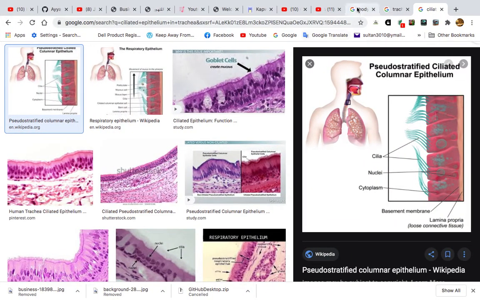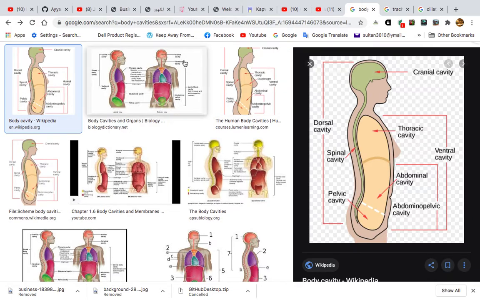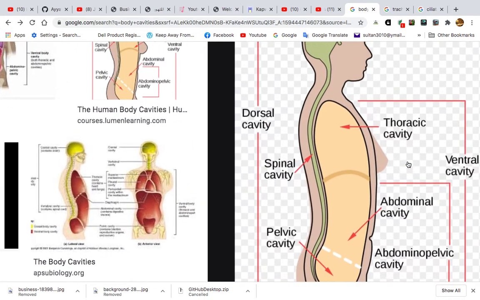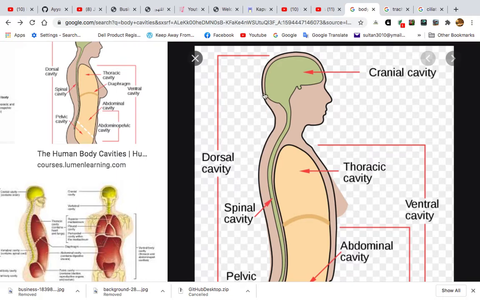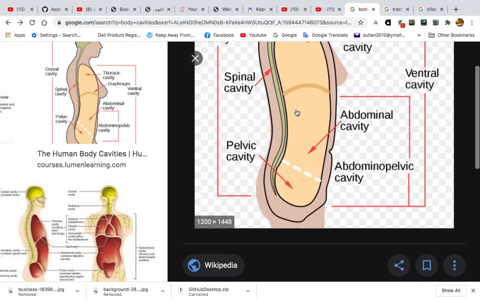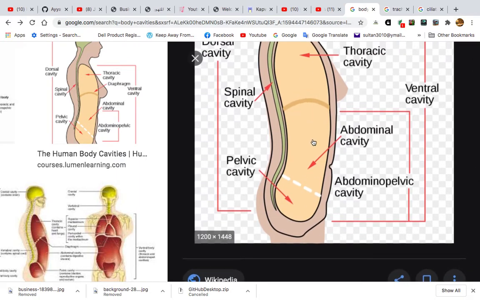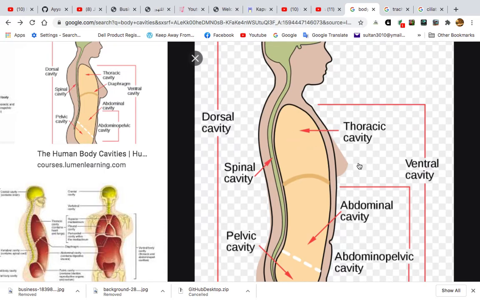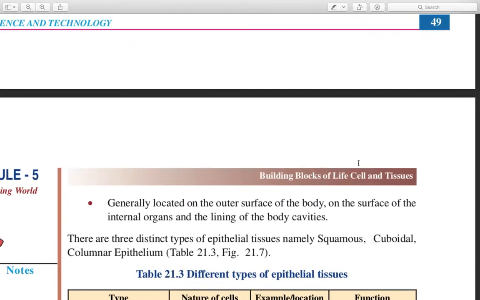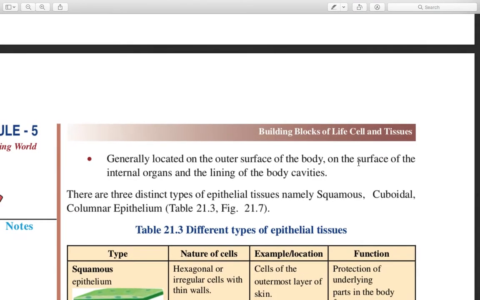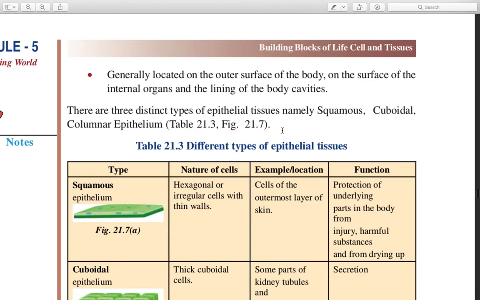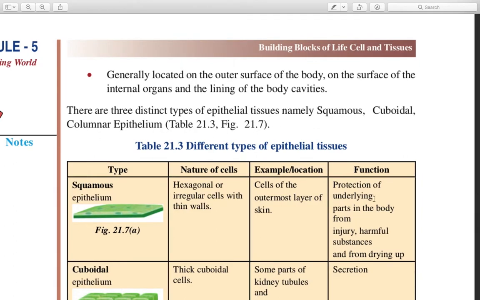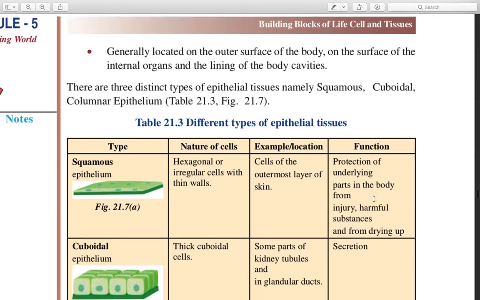For example, I'll show you here. So here you can see they have shown many cavities. For example, here is the cranial cavity, and you have the abdominal cavity, and you have the thoracic cavity. These are the cavities. Cavities is basically space. Okay, so in the lining inside the surface, these cells are found. And there are three distinct types of epithelial tissues, namely squamous, cuboidal, and columnar epithelium.